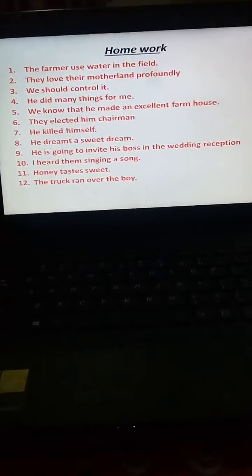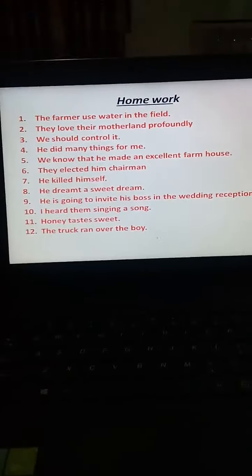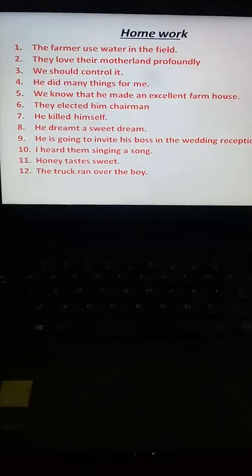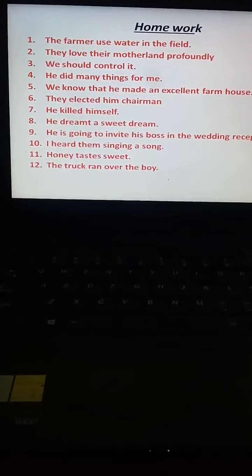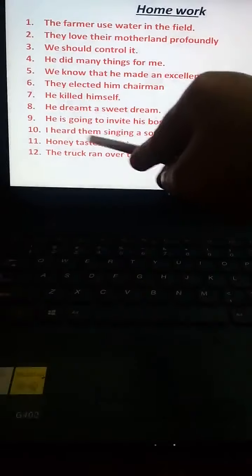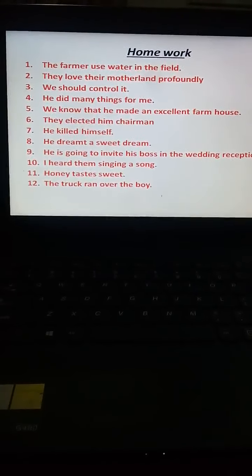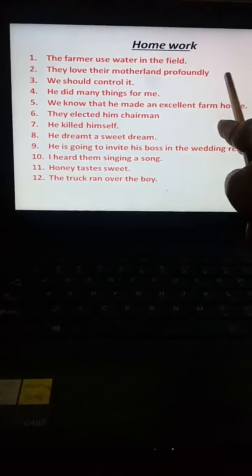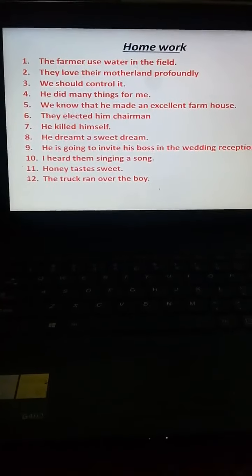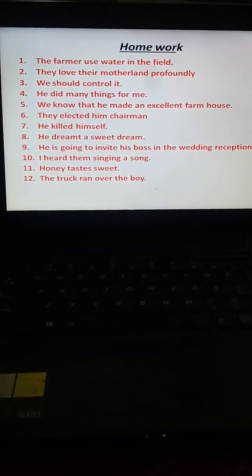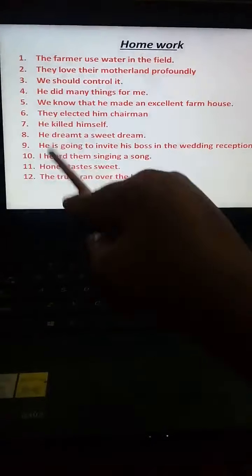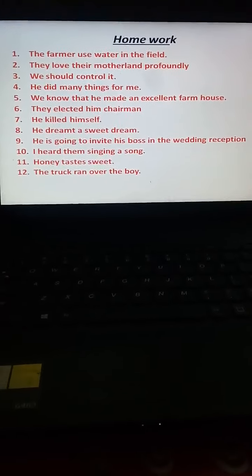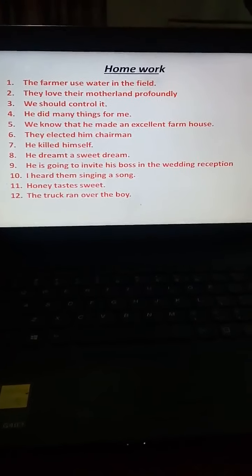Now, dear students, I'll give you some sentences as your homework. Please look at this slide very carefully. The farmer used water in the field. They love their motherland profoundly. We should control it. He did many things for me. We know that he made an excellent farmhouse. They elected him chairman. He killed himself. These sentences are written according to the structures or rules that I have taught today.